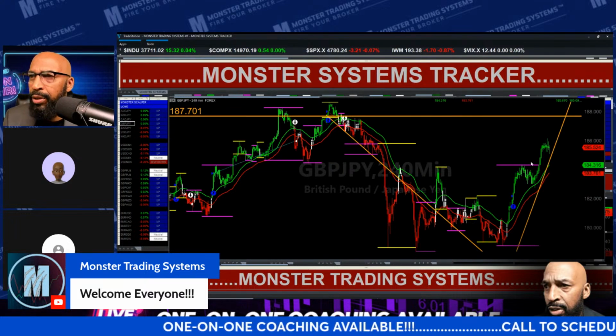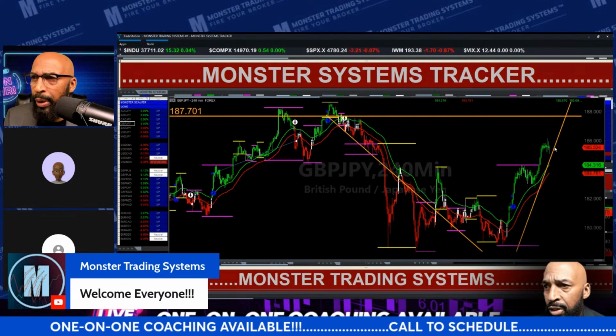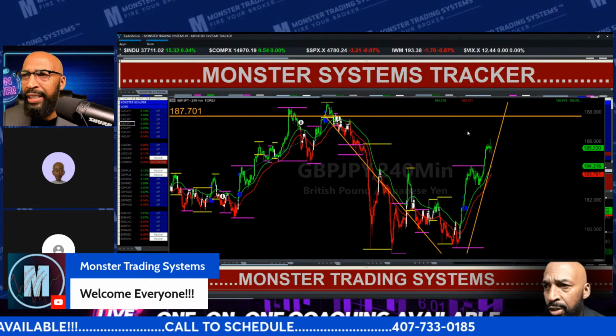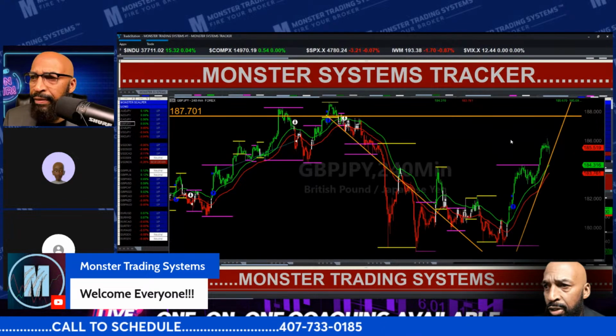All right. So we have purple support and resistance here. Great trade. Again, buy signal here. We go all the way up here. So just be careful with adding. Pound yen, very volatile.